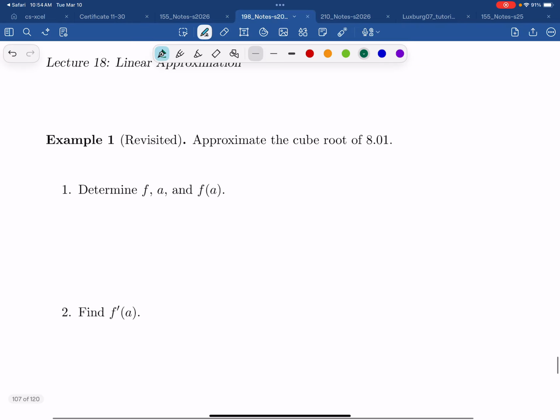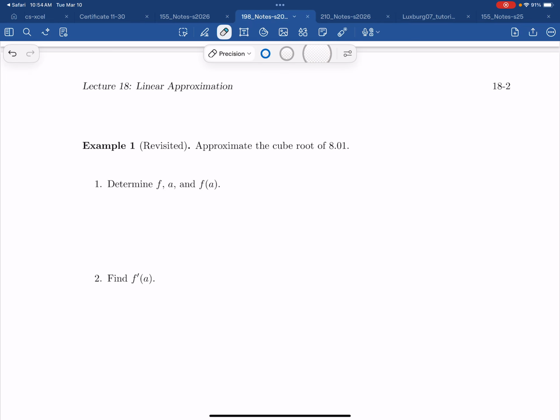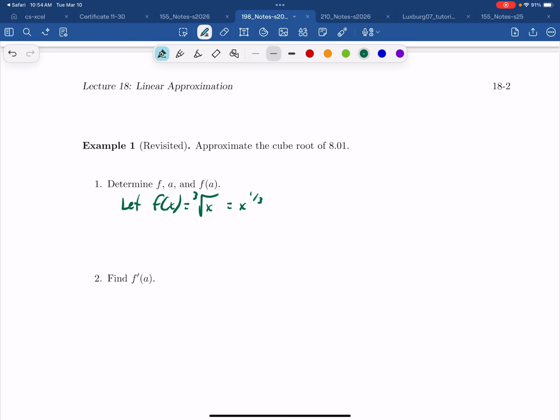So how do we do this? Well, first off, we determine our function and our nice points. Let's make this thicker. Let f of x equal the cube root of x, which, just to remind you, could also be written as x to the 1/3. Okay.